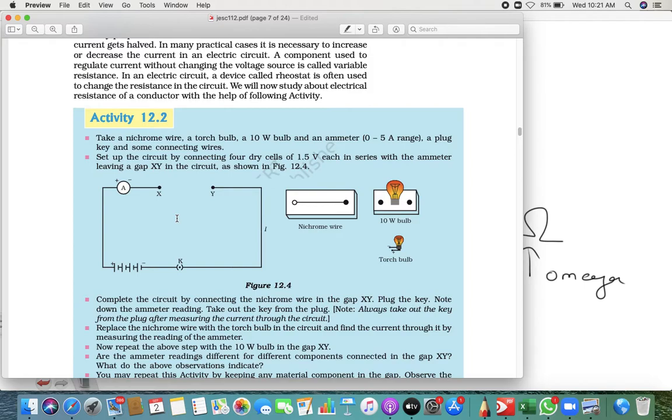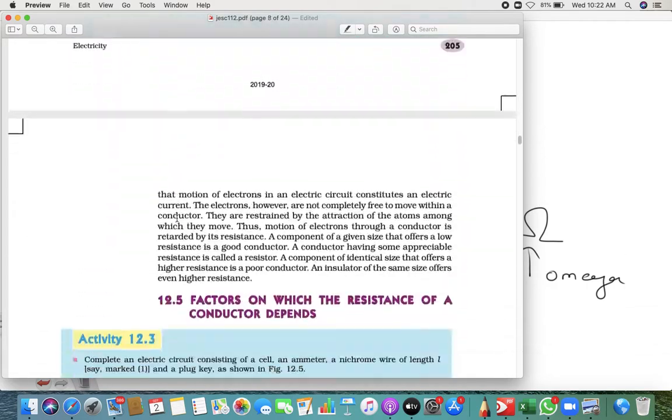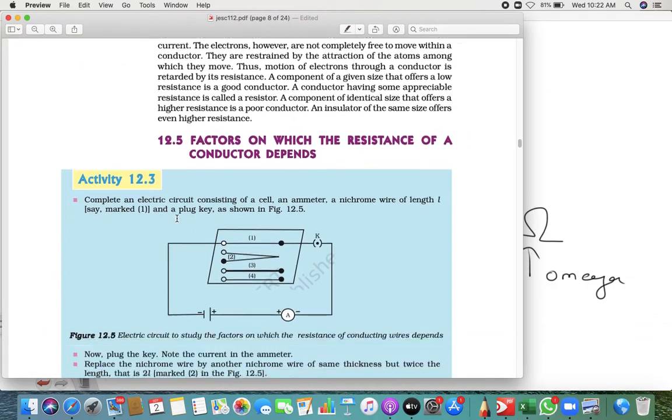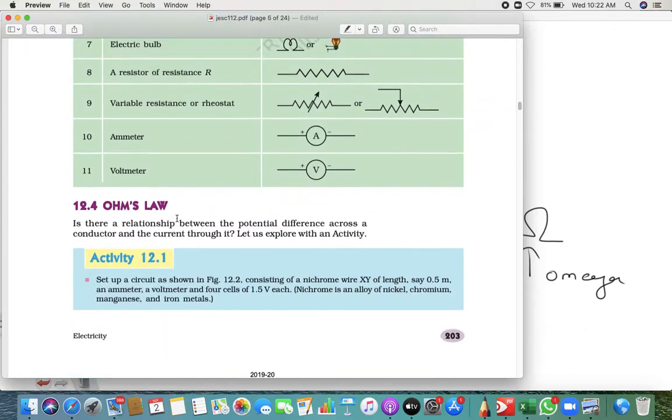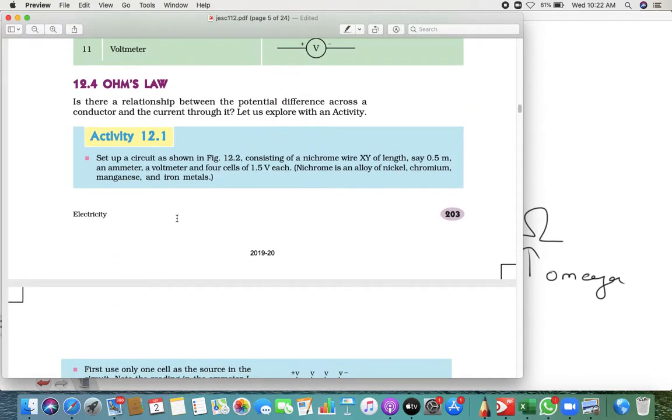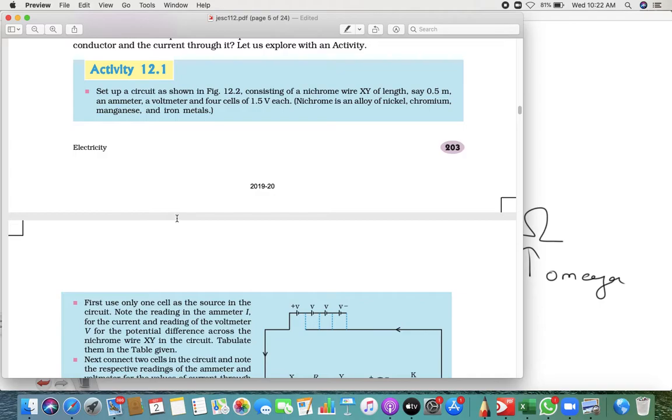So these were 2-3 things I wanted to talk about. Resistance depends upon several things; that is next. So understand Ohm's law very properly. This activity 12.1 is also very important because in exams they do ask you all these things.